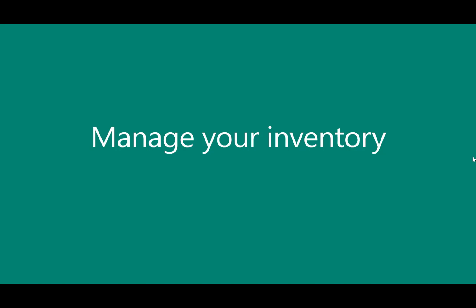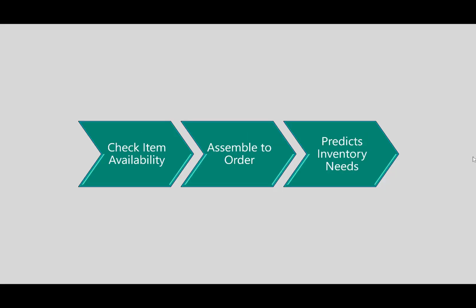In this demonstration, we'll show you how to manage your inventory using Dynamics 365 Business Central. We'll begin by showing you how to check the item availability, if you're using multiple locations or warehouses, what that looks like. Then we'll follow the process of assembling an order, so creating a kit. And then we'll leverage technology, AI or artificial intelligence, to predict some of the inventory needs that I may not realize I need in my business.